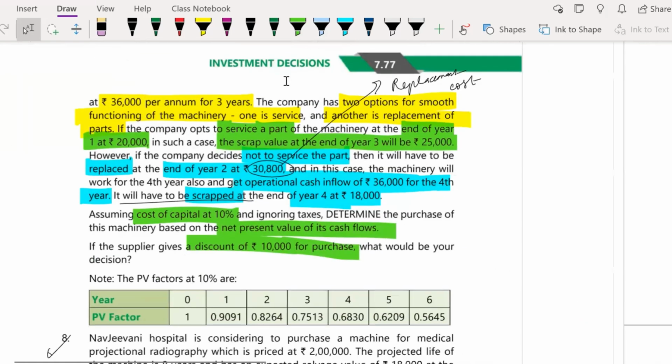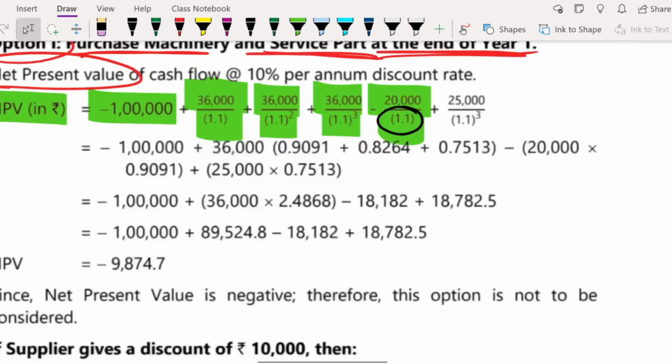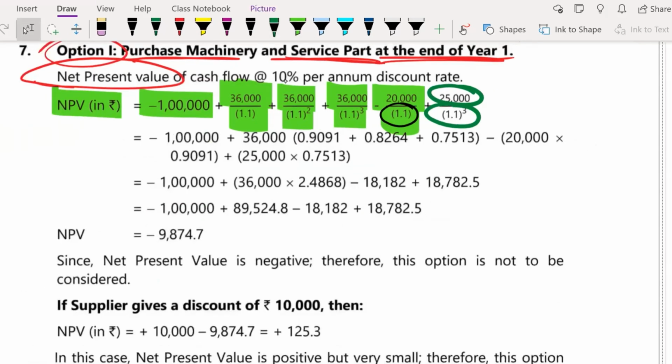And then they are telling that there will be a scrap value. Then they are telling that there will be a scrap value of 25,000 at year end 3. So then you can come here and say that there will be a scrap value of 25,000 at year end 3. So you discount it accordingly.